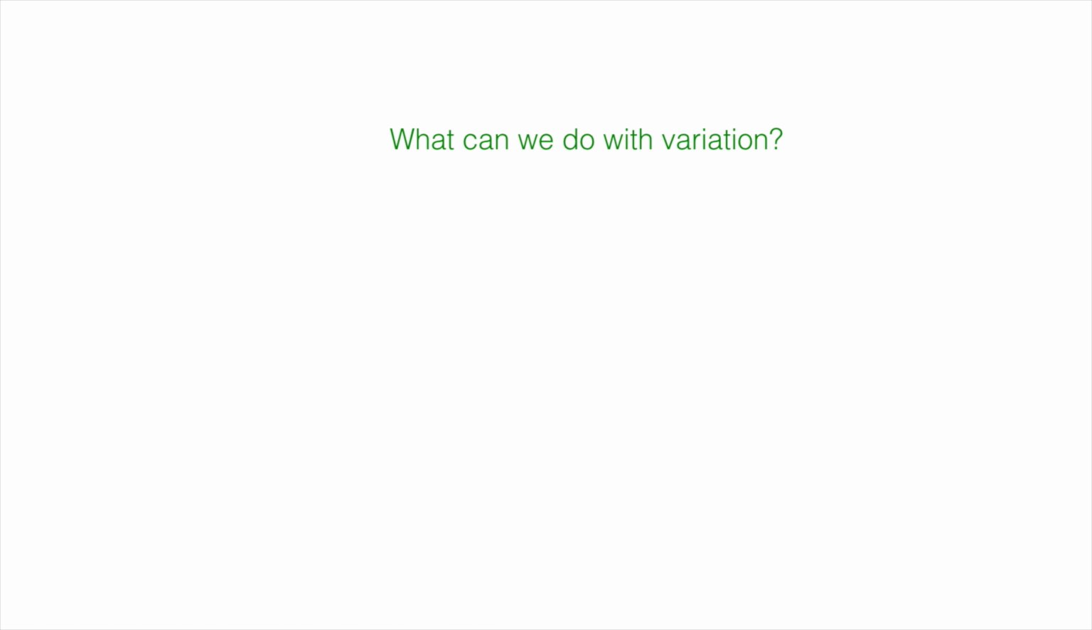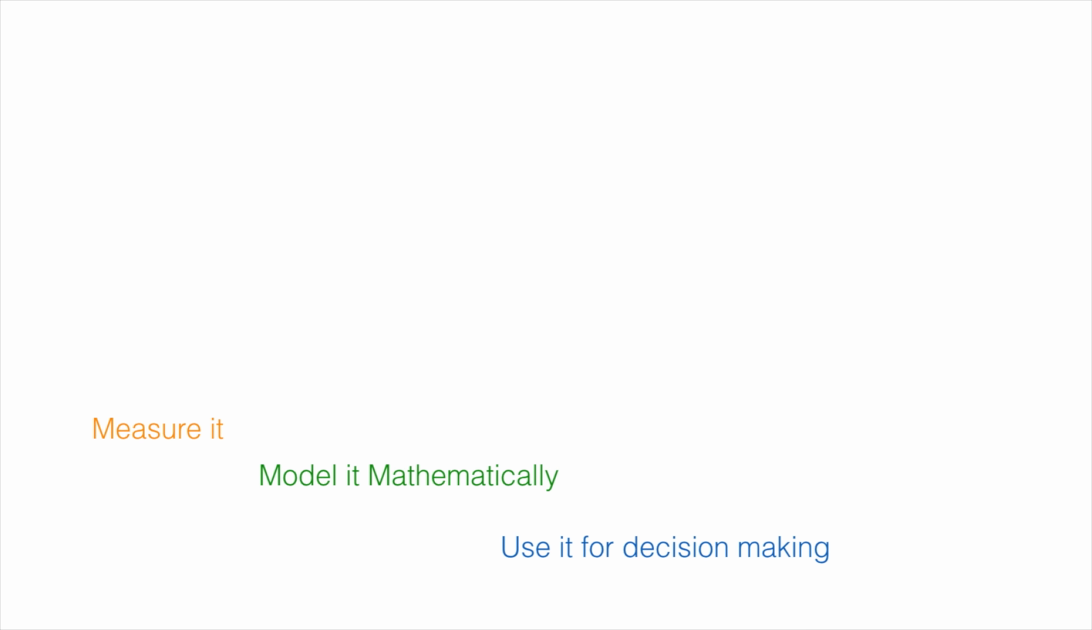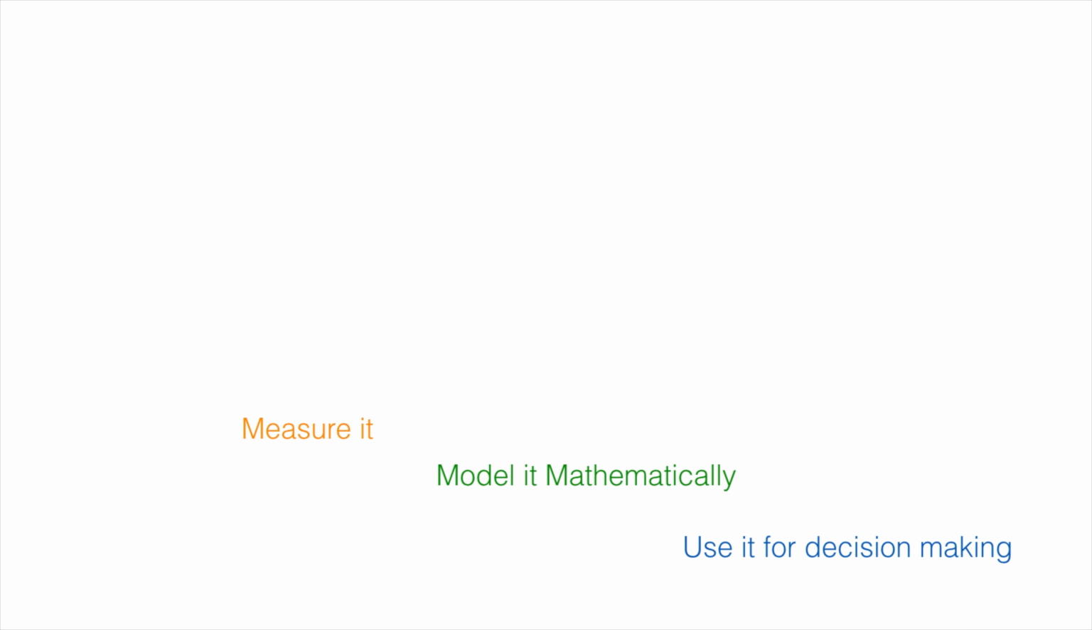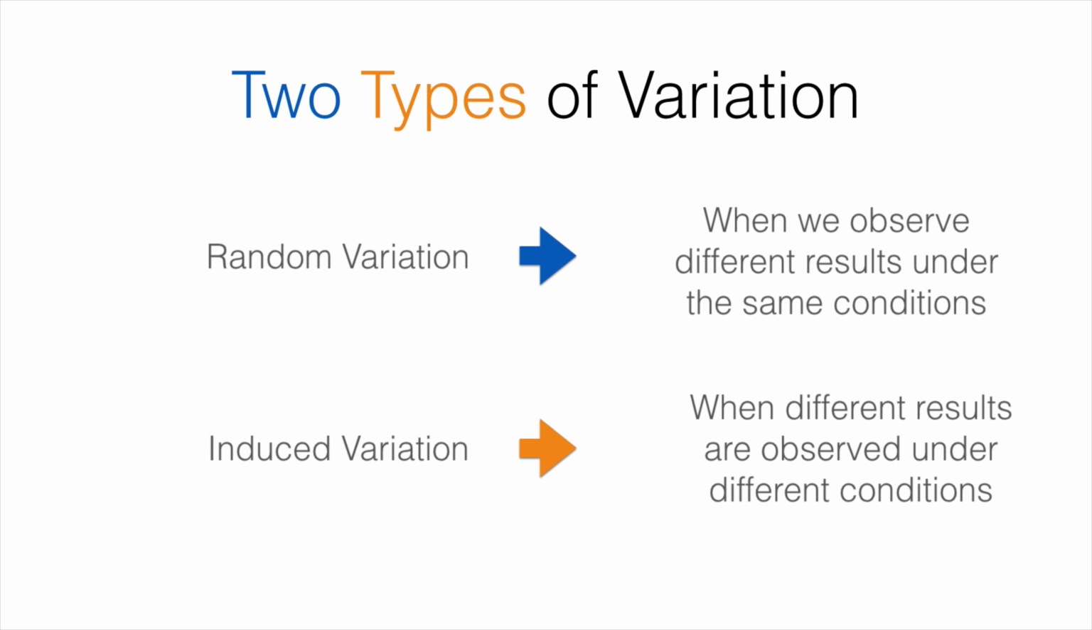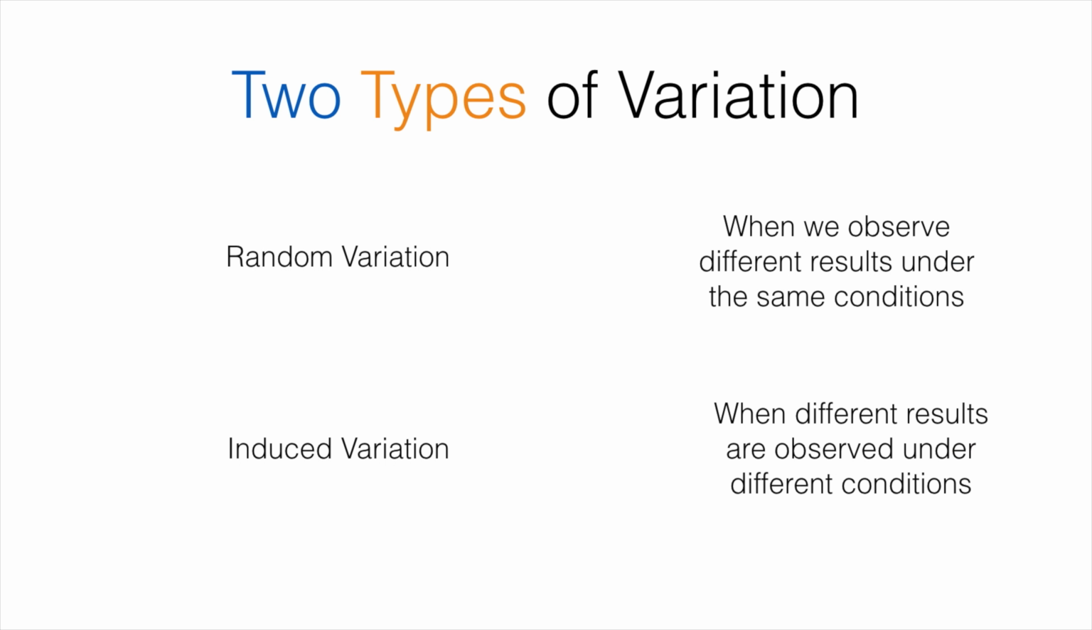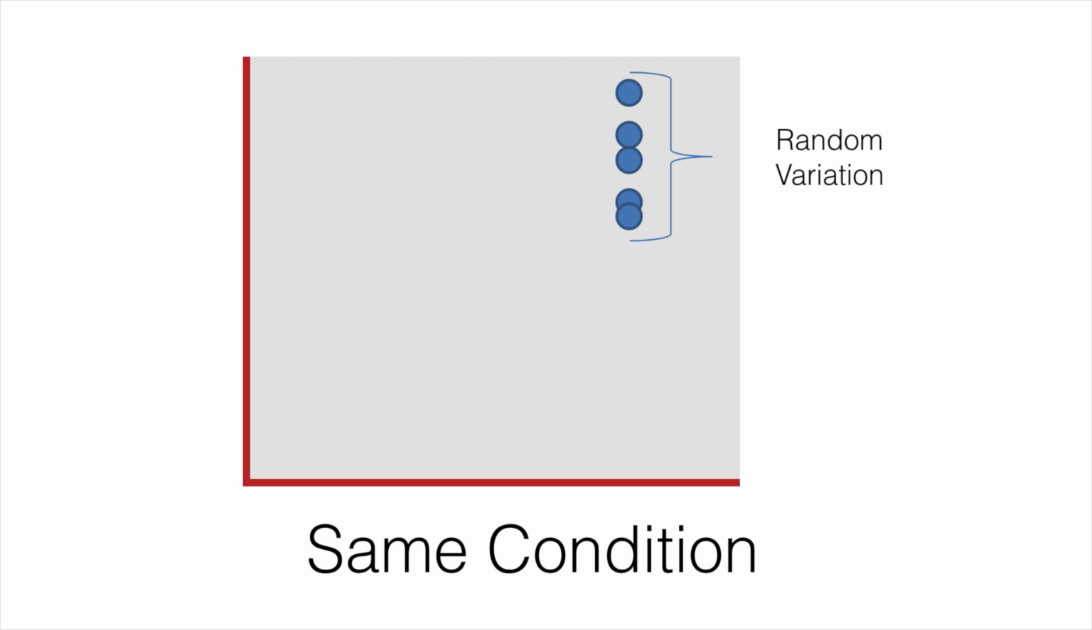What can we do with variation? We can measure it, model it mathematically, and use it for decision making. There are two types of variation: random variation and induced variation. Random variation is when we observe different results under the same conditions, and induced variation is when different results are observed under different conditions. Here we have an example of random variation and one of induced variation.